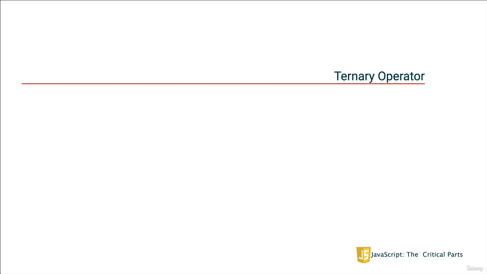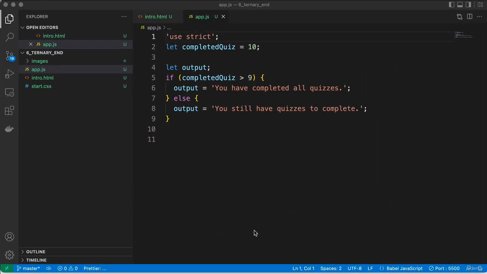I think the best way to grasp the ternary operator is to see an if conditional and then see how it is represented using the ternary operator. So let's take a look. Here I have an if statement. We're checking completed quiz, and then based upon that value, we're setting a value to the output variable. You've completed all quizzes, or you still have quizzes to complete.